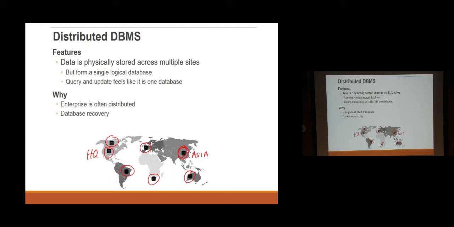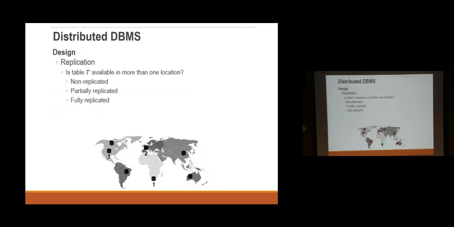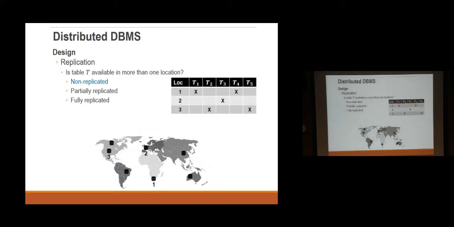Okay, so for instance, we can look at this thing called replication. You look at the single table T. The question is, where is T located? I have 3 marked locations over here. Let's say we are only interested in these 3 locations. If you look at the non-replicated design, it means that the entire table, all of it, will be in one location, and it will not be available in other locations.